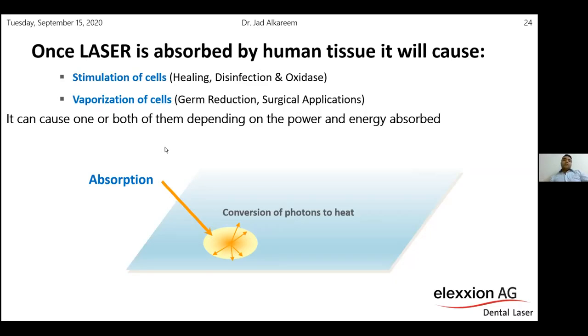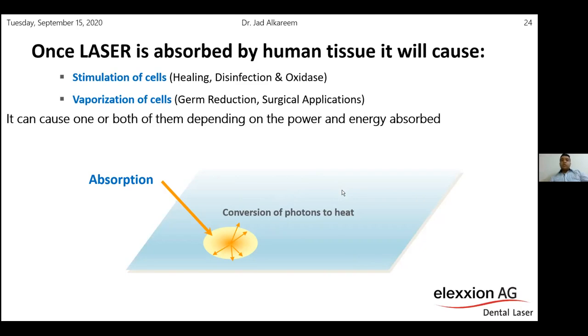So when the absorption happens, it will depend on the amount of power that you are transmitting into the tissue. If you are using a high power, you will cause a vaporization of the cells and you will cut the tissue. But if you are using a very, very low power, the energy is going to be absorbed by the tissue, but it will not cut. It will only do stimulation to the cells, which will improve the healing and the disinfection.